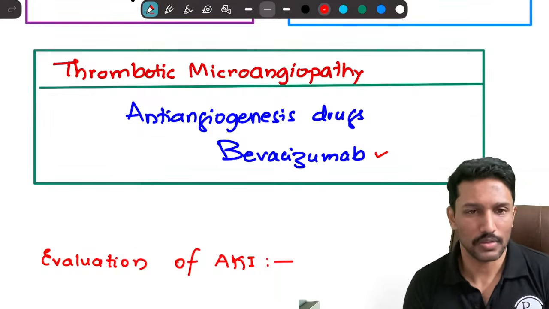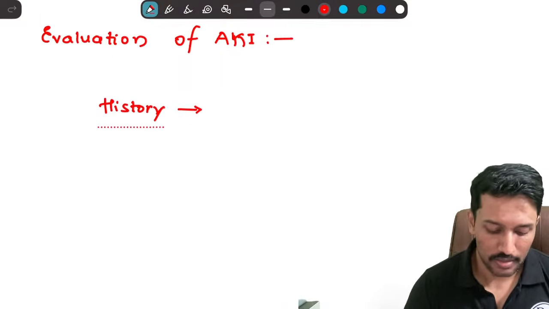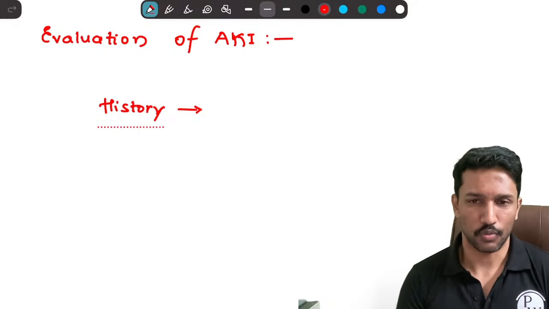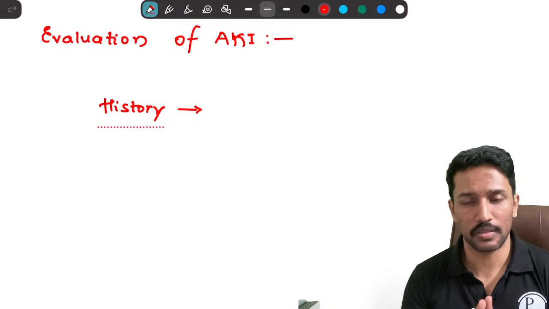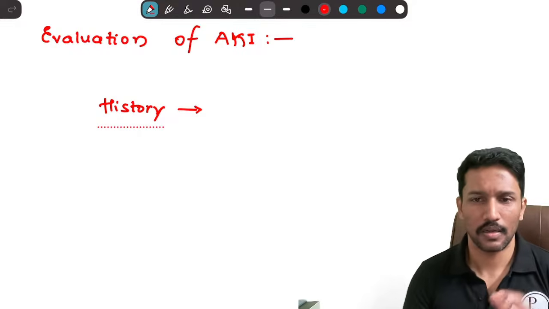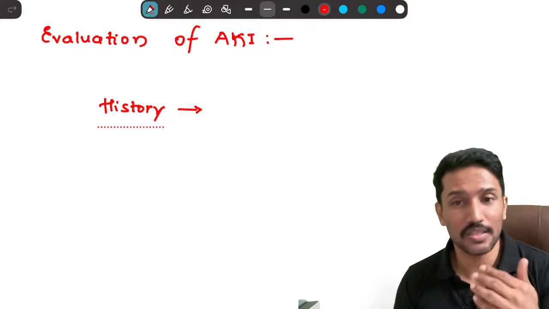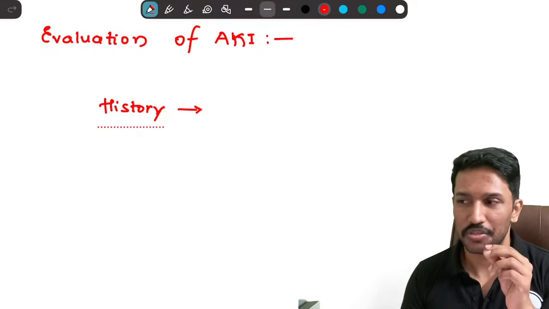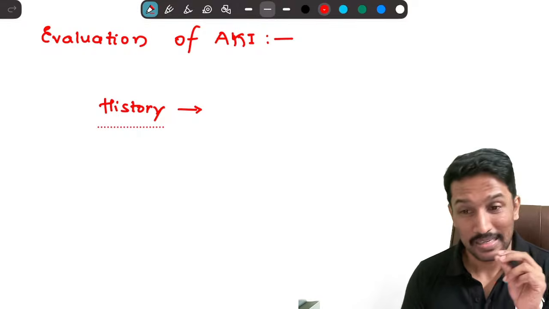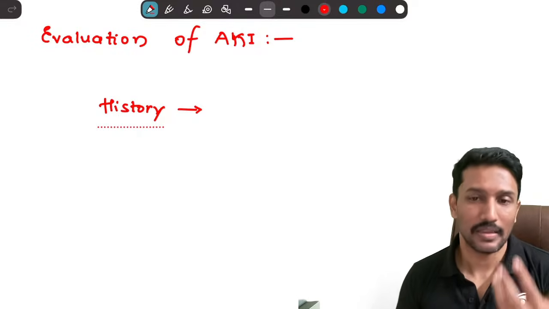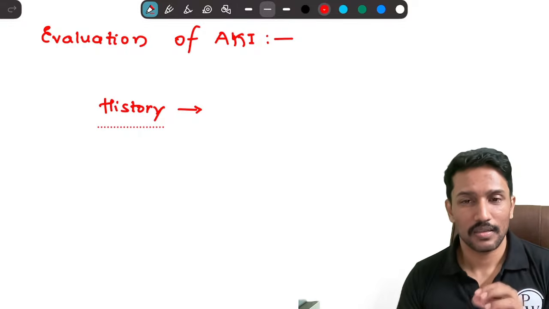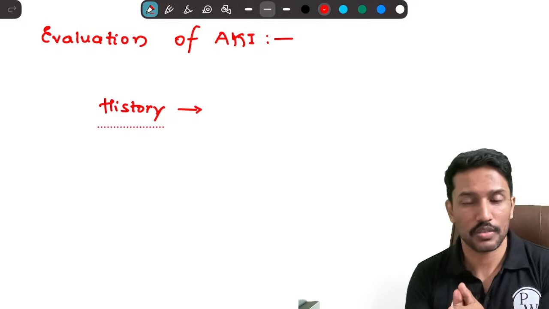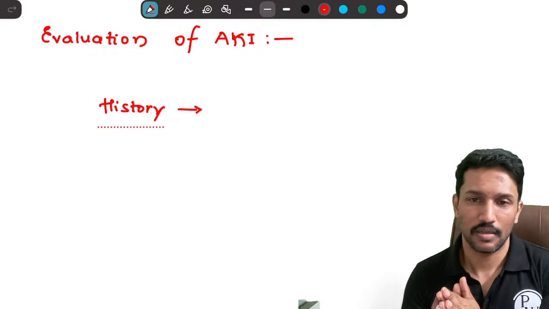So now that we know the causes, let us see how I evaluate the causes for acute kidney injury. Someone came to me with decreased urine output, or someone came to me with increased creatinine. How will I evaluate? History holds an important role because history gives us the clue whether this patient is likely to have a prerenal, renal, or postrenal AKI. At the same time, if it is renal, the history may also tell us whether this patient may be having glomerular disorder or tubular disorder or interstitial nephritis.